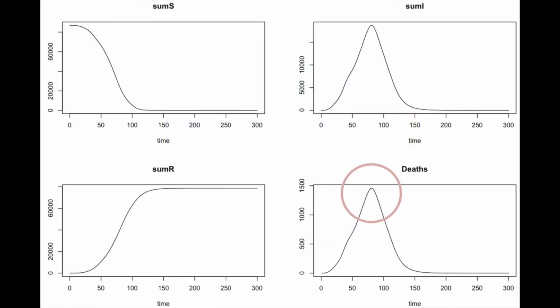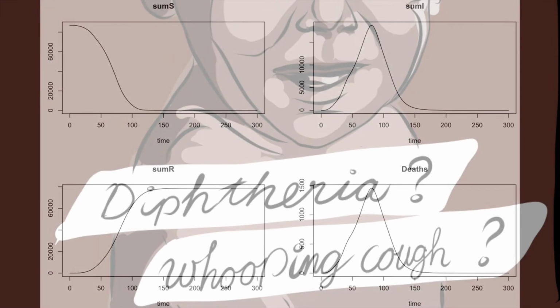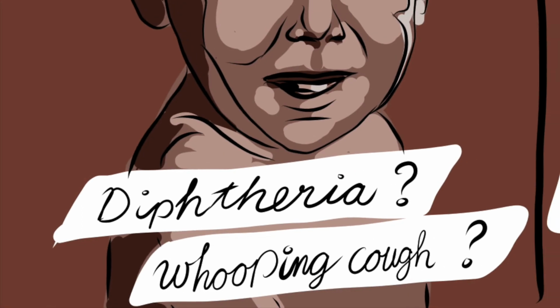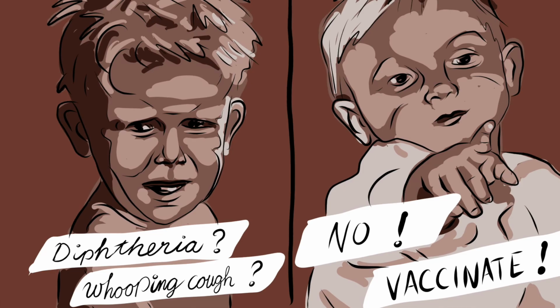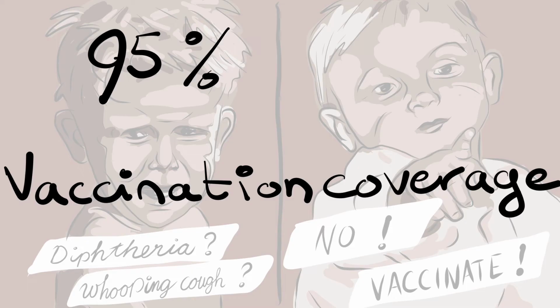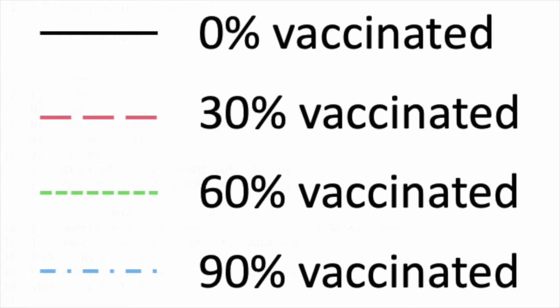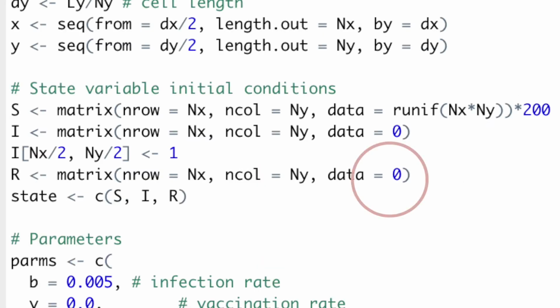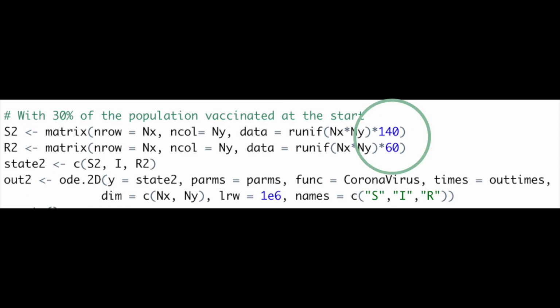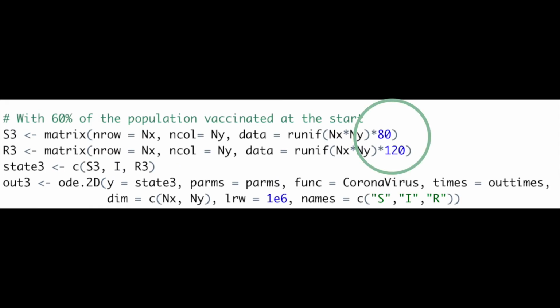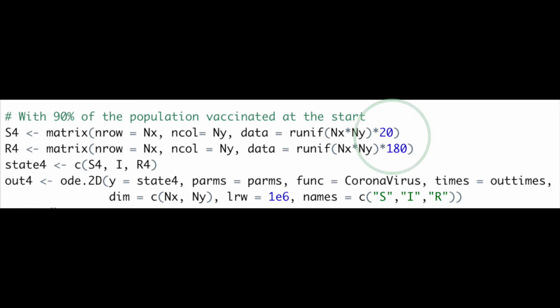For diseases that can have serious consequences, such as diphtheria and whooping cough, governments have vaccination programs with which they try to get at least 95% of the population immune. We can investigate why this is by simulating the spread through a population in which a certain percentage is vaccinated from the start. For example, we can look at a population where 0% is vaccinated, where 30% is vaccinated, 60% is vaccinated, or 90% is vaccinated.